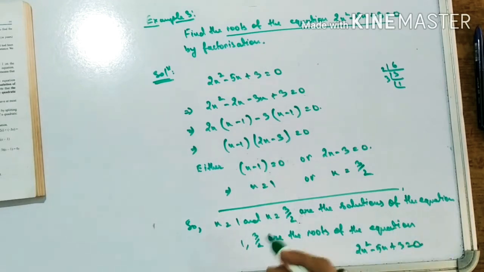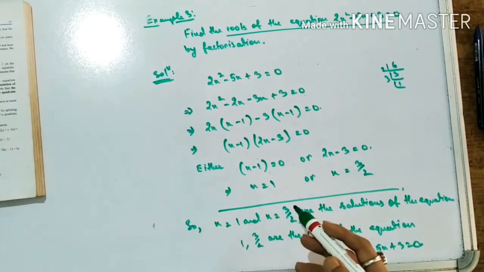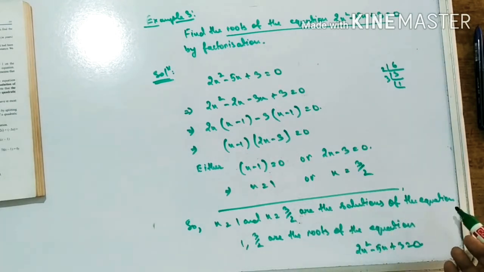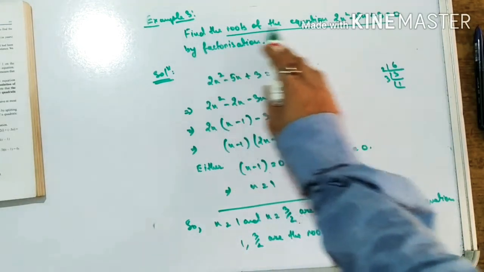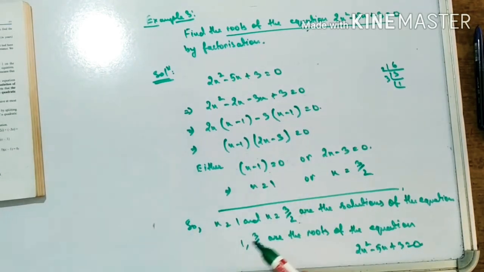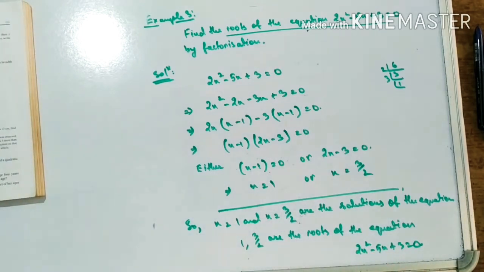Or I can write in this way: x is equals to 1 and x is equals to 3 by 2 are the solutions of the equation, or in other words I can say that 1 comma 3 by 2 are the roots of the equation. Understand? I have to find the roots of the equation. What are the roots of this equation? 1 and 3 by 2 are the roots of the equation 2x square minus 5x plus 3 is equals to 0. Okay, that much only I will have to do.